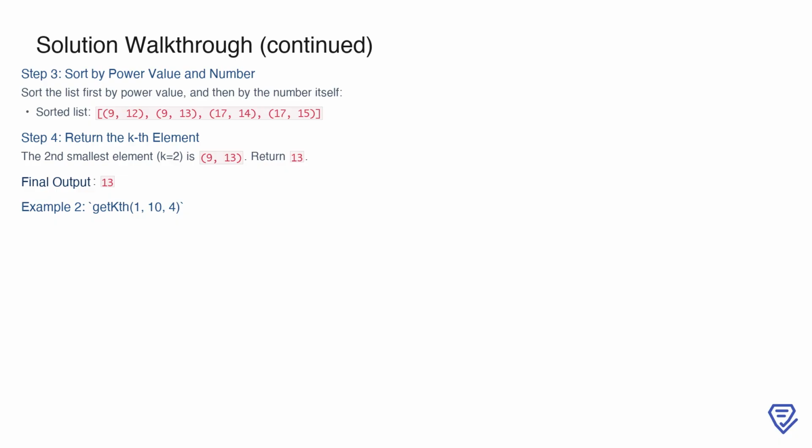First, we sort by the power value in ascending order. If two numbers have the same power value, we then sort by the numbers themselves in ascending order. Applying this to our list gives us the sorted order [9, 12], [9, 13], [17, 14], [17, 15]. Once sorted, we locate the kth smallest element in this list, where k equals 2. The second smallest element is [9, 13]. Therefore, we return the number 13 as the final output for this example.